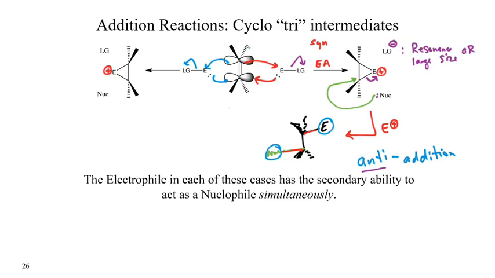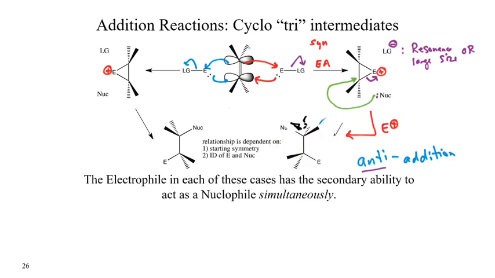I apologize. The same thing is going to happen on the other side. Again, note the nucleophile and the electrophile on opposite sides. So the relationship of our products is going to be dependent on that starting symmetry and the identity of the electrophile and the nucleophile.